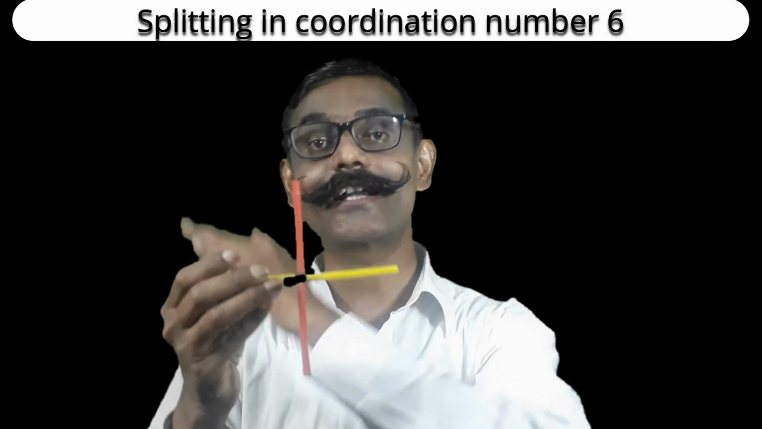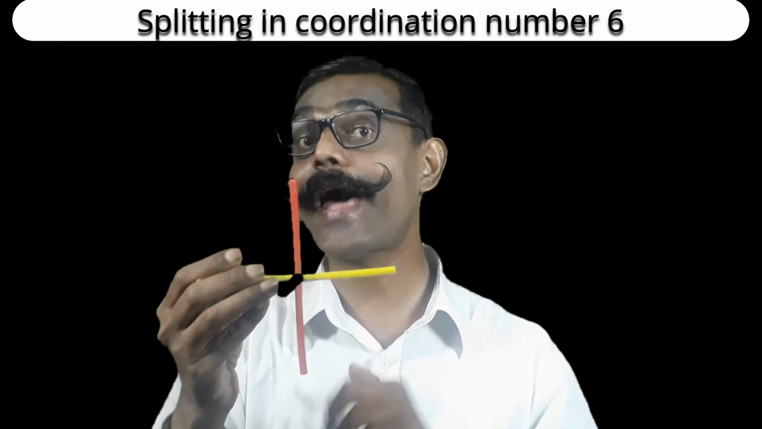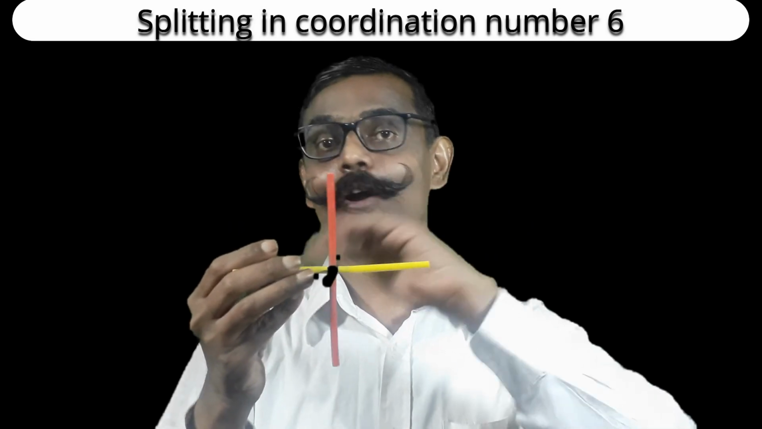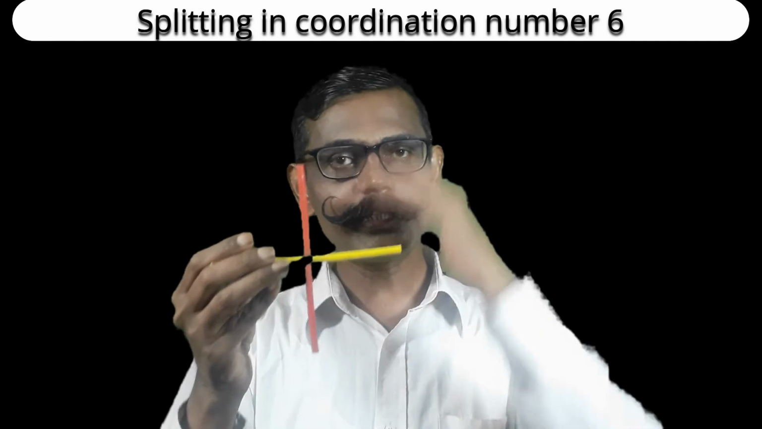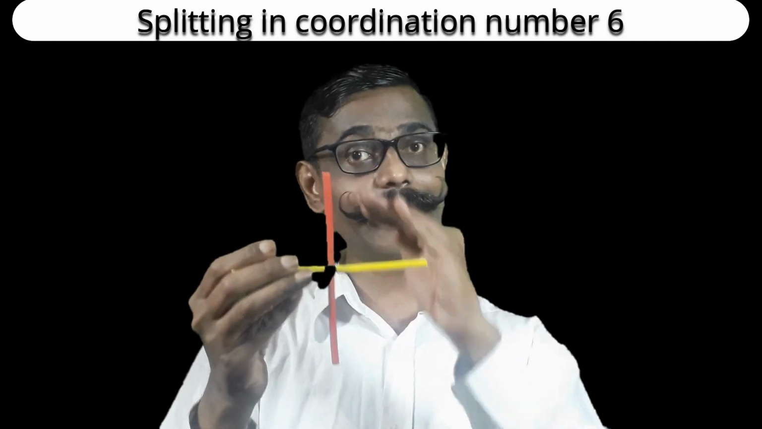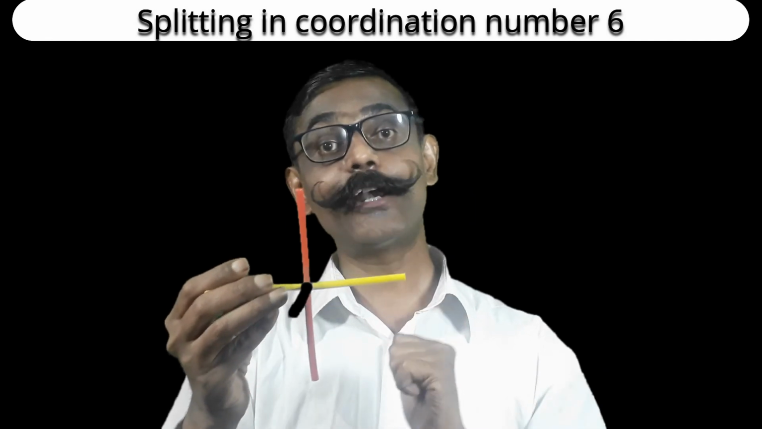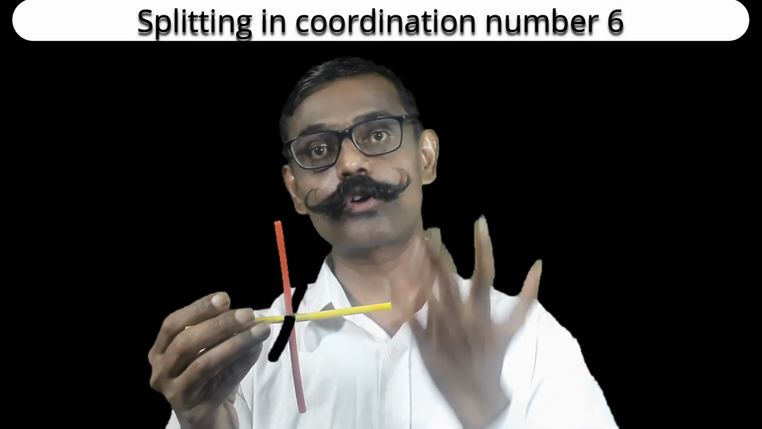dz square and dx square minus y square. Those are called axial orbitals. And other non-axial orbitals dxy, dyz and dxz. Among these two sets, axial and non-axial, which kind of set will experience more interaction, strong interaction?